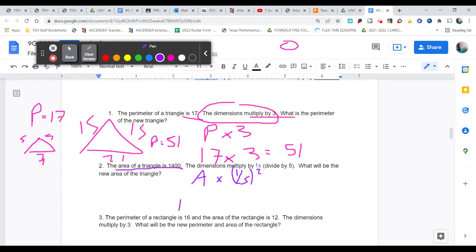So the original area is 1400, and you're going to multiply it by 1/5 squared.